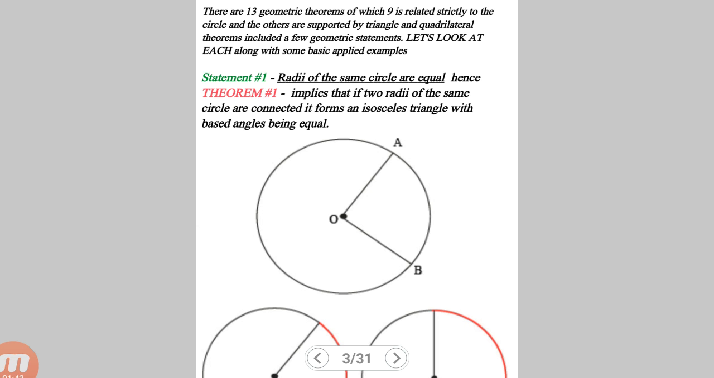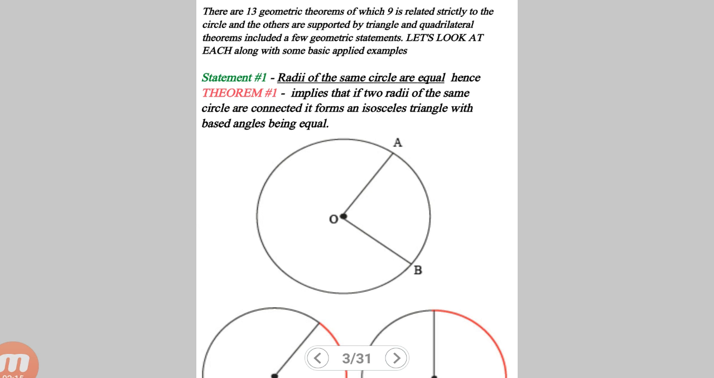Alright, so as I had mentioned to you in the introduction, there are 13 theorems, of which 9 of the 13 are strictly related to the circle. And the others are supported by triangles and quadrilaterals that may be inscribed inside the circle. Hence, we use some of the geometric statements that are related to those shapes. So the theorems include a few geometric statements. Let's look at each along with some basic applied examples. Alright, so here we go.